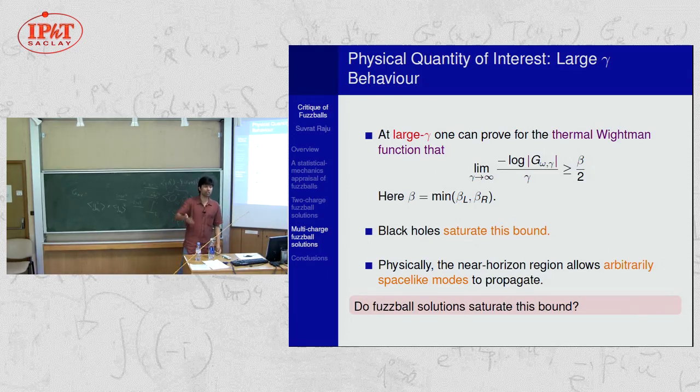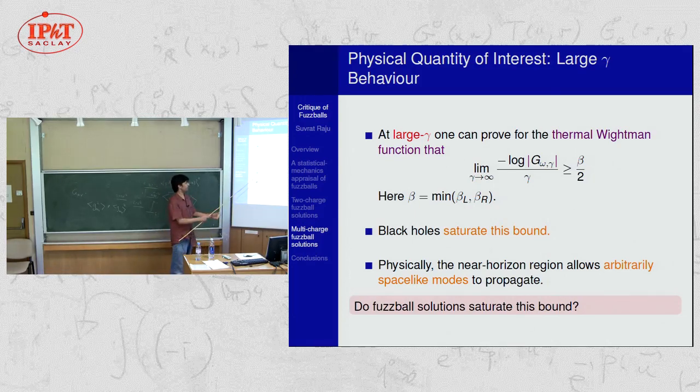So you can have arbitrarily low energies given arbitrarily large momentum, and these modes can propagate in the near horizon region of the black hole. And the black hole does as efficient a job as possible in allowing these modes to propagate, and therefore black hole geometries saturate this bound. So the question is, do the fuzzball solutions saturate this bound? That's a natural question you can ask.